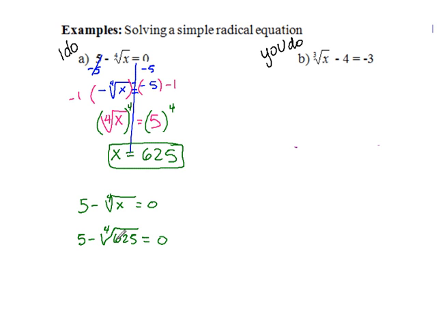Well, the fourth root of 625 is 5, and 5 minus 5 does equal 0. So that is true. 0 equals 0. True statement, so that is my solution.